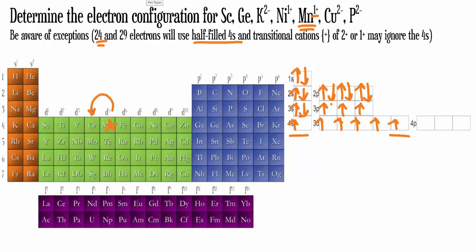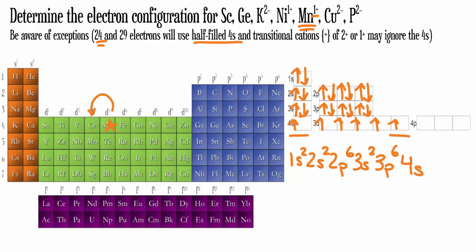Again, everything before will end up being completely filled with 2 arrows, one up, one down, to represent the 2 electrons in each of its orbitals. This gives us the longhand 1s2, 2s2, 2p6, 3s2, 3p6, 4s1, 3d5.